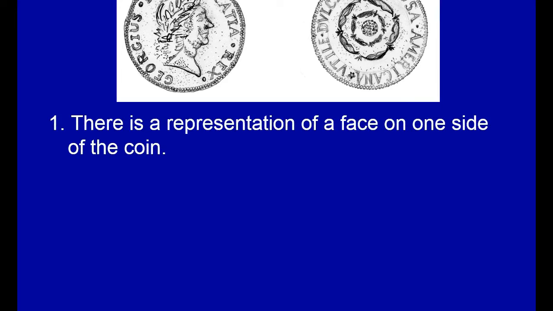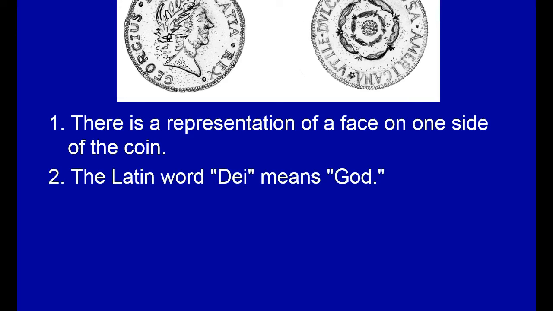All right, so when we look at this picture, there's a coin. So it was probably like really long ago. Is there a representation of a face on one side of the coin? There is. Is that an observation or an inference? So hopefully you told me, yeah, I see the dude's face. It's an observation. The Latin word "de" means God. Unless you directly know that, then that would be an inference. The Latin word "de" does mean God, but you wouldn't know that unless you had studied some Latin. So that might be an inference.